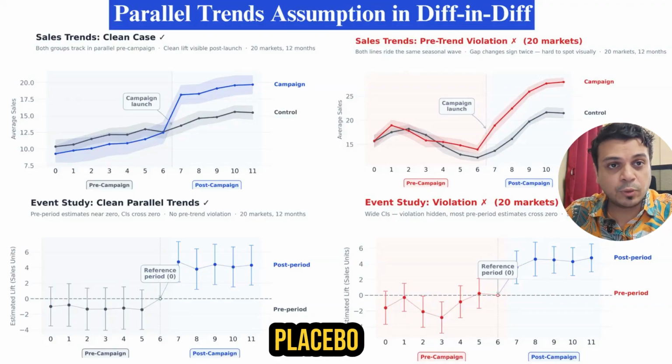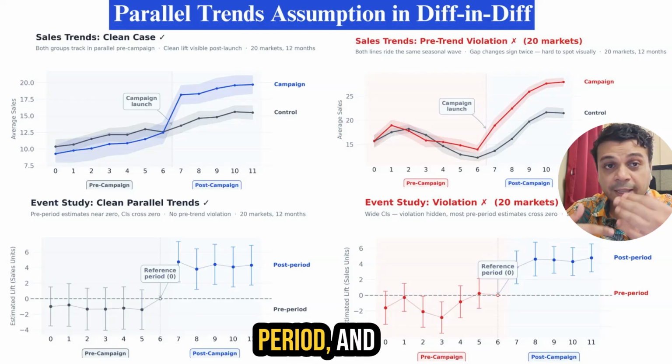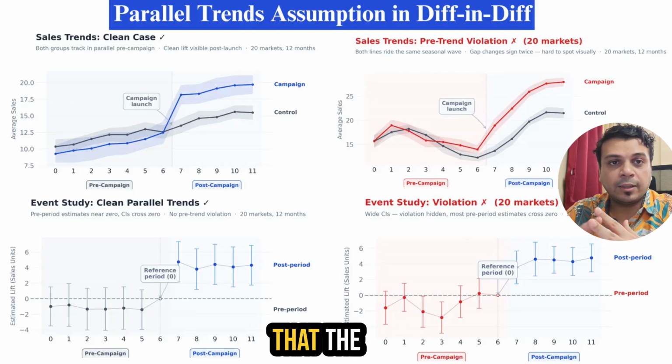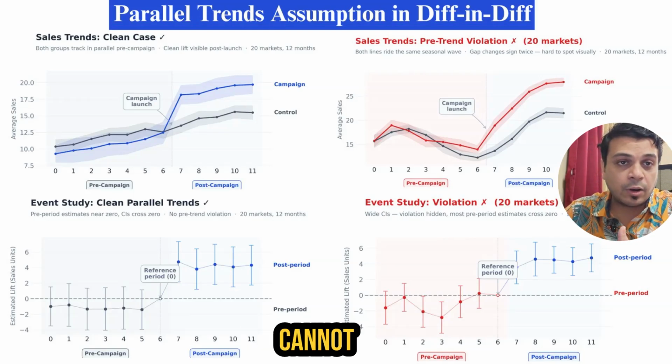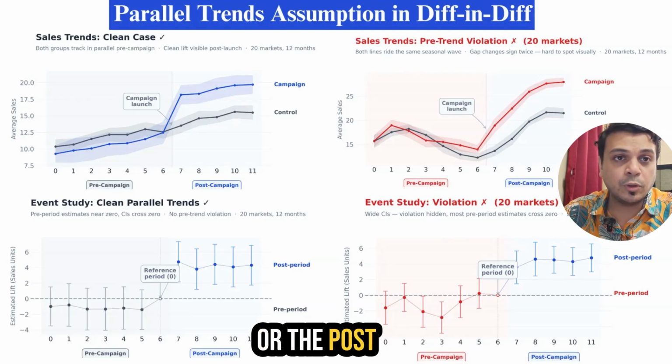For instance, there are placebo tests that you can do, where you fake a test prior to the actual intervention period and then see whether or not there was any spike in the treatment group, which would have meant that the treatment group actually experienced a spike or a major shift in outcomes even before the campaign launched or the intervention happened, meaning that the intervention cannot therefore be given full credit, at least for the post-campaign or the post-period change.